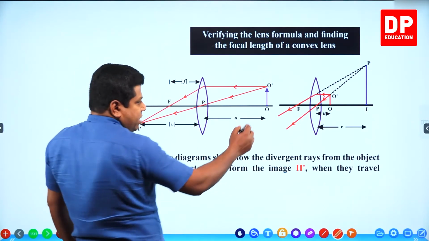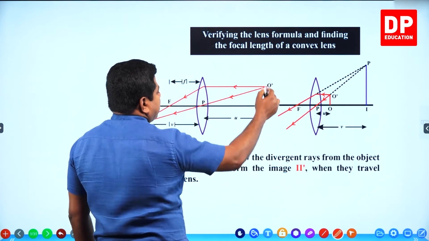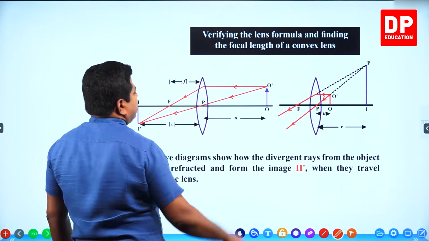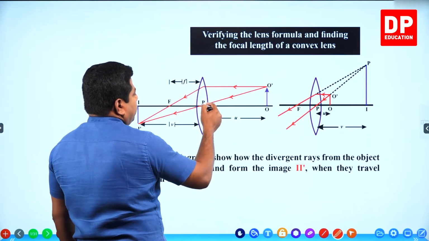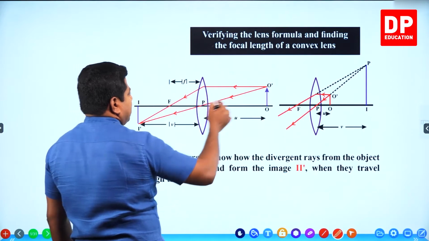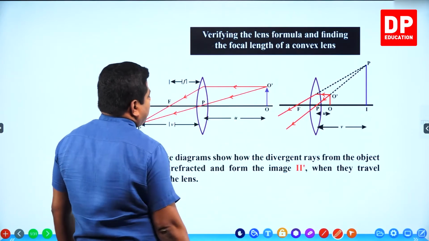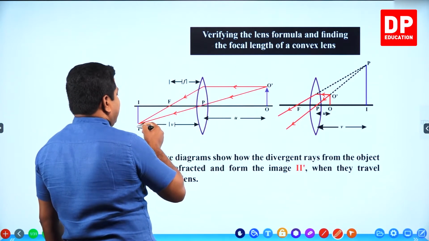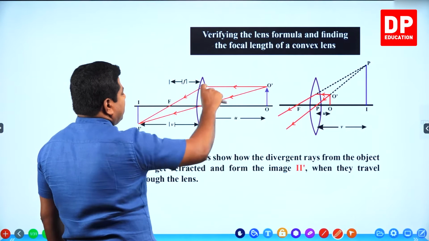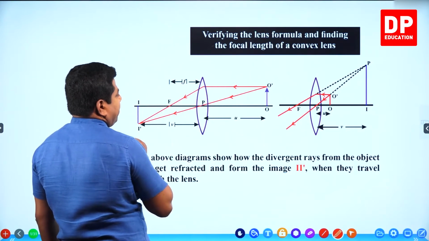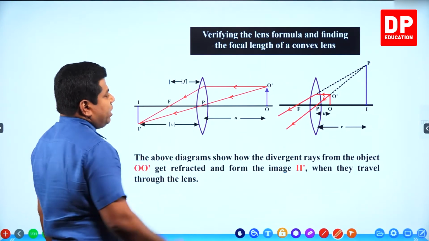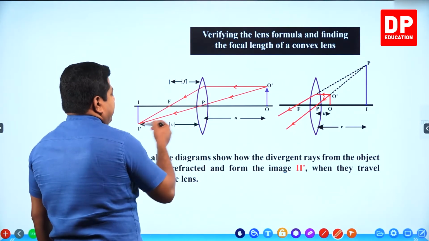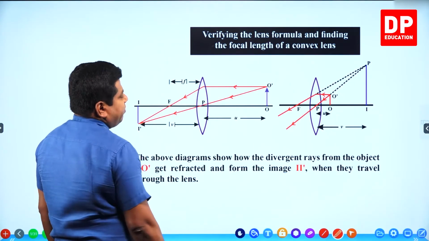Now look at this. If this is my object, I get two divergent rays from that. The one that goes through the optical center will go straight. The other one gets refracted and they become convergent, and at this point they meet again. So this is where you are going to have the image. The image will be real. Why? Both rays meet here, right? Because of that you get a real image.